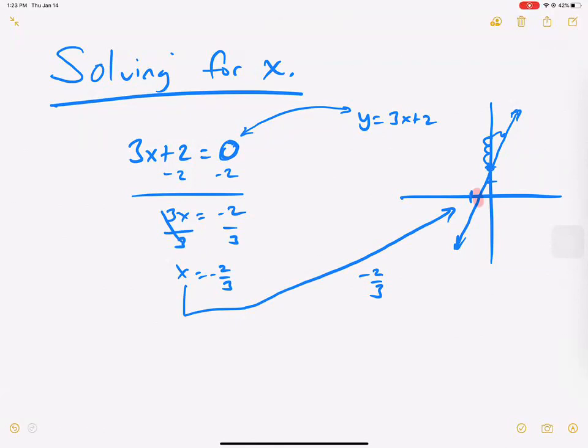Okay, and that's the idea. This would be right here, negative 2 over 3. So in a line equation, we could solve for 0, meaning we make the y value go to 0, and then ask ourselves what x value would that happen at? Where would this line essentially crash into the ground, crash into the floor? And that would happen at negative 2 over 3.